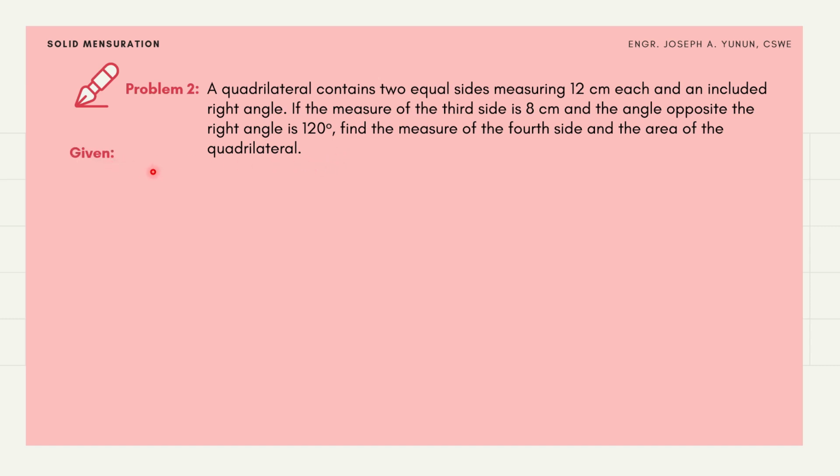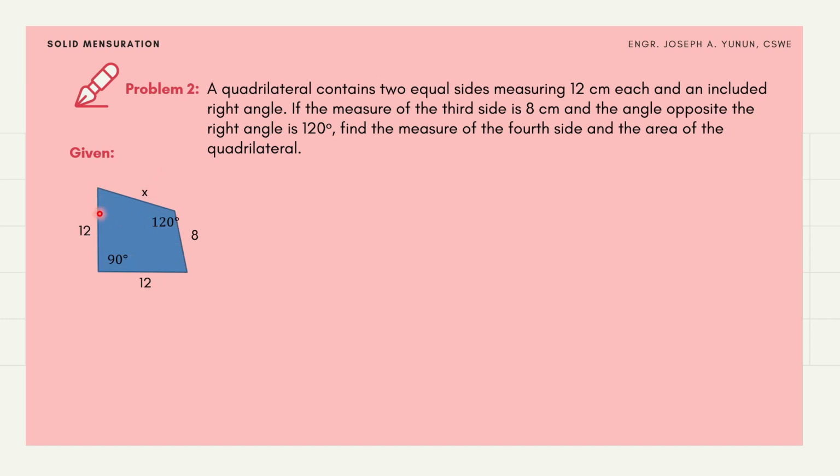You have this given. Based on the given, the measurements of two of the sides are 12 centimeters. So there are two sides which are equal, and then an included right angle. Therefore, these are the two adjacent sides. And then you have the third side, which is 8 centimeters, and the angle opposite the right angle is 120. So I have this given figure.